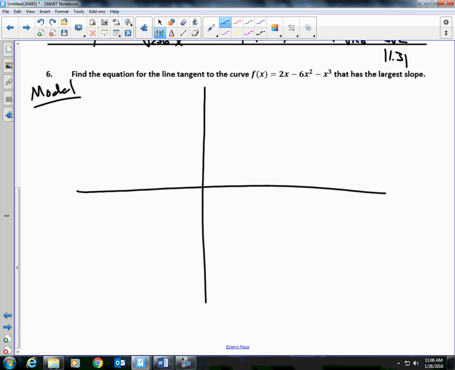I will model it. What does that graph look like? Does it start down and go up, or does it start up and finish down? It starts up and finishes down. Why? Because it's a negative x to the third. Very good.